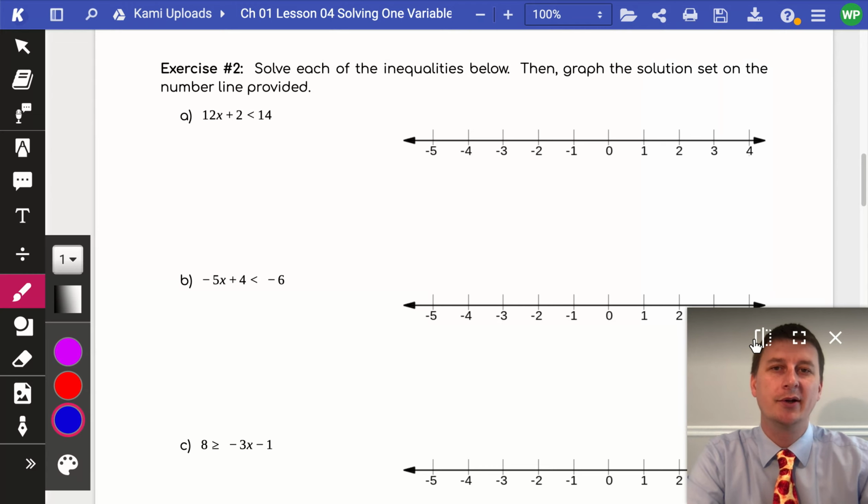And in this video, we're going to continue on with Lesson 4, Exercise number 2, where we're going to be solving one variable linear inequalities and then graphing them on the number line. Now, if you're following along in your workbooks, this is found in Chapter 1, Lesson 4.